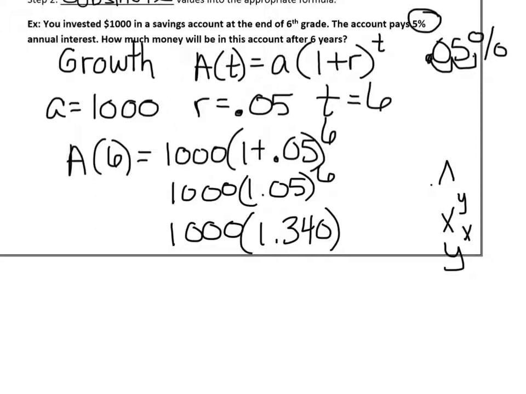So now we take 1,000 times 1.340, and you should get 1,340. So in 6 years, he should have that much amount in his account, which is more than what he started with, and it's free money since it's interest. So it's a good amount to get $340 extra.